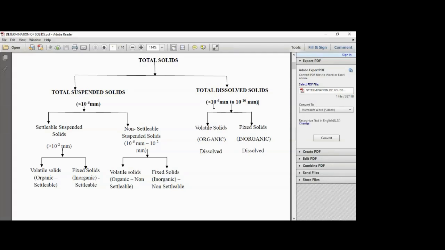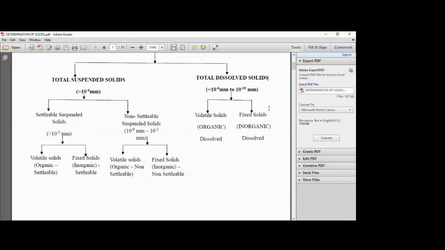So here it is very, very important to understand. 10 raised to minus 10 is the smaller value, and 10 raised to minus 6 is the bigger value. So this is the range, 10 raised to minus 6 mm to 10 raised to minus 10 mm. So if your particle size is within this range, then the particle has a tendency to get dissolved, right? Now a suspended particle will have a tendency to get settled, or it will remain in suspension. So this suspended solid will either get settled or it will not get settled.